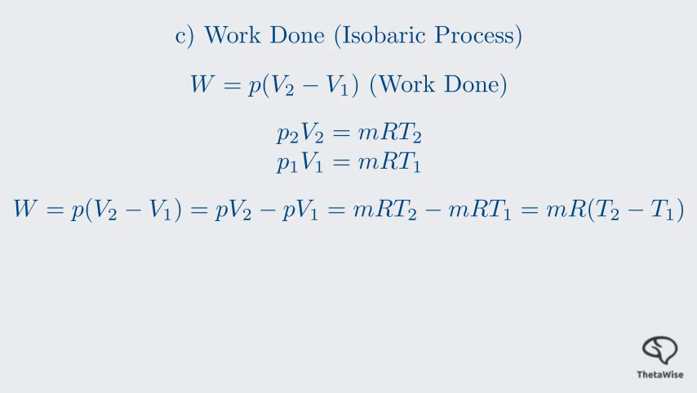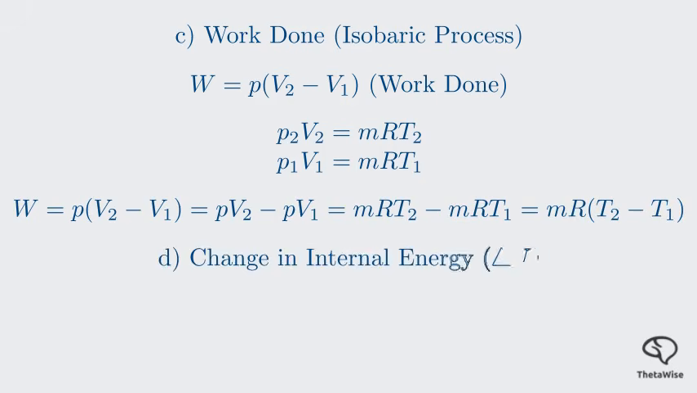Next, the change in internal energy. For any ideal gas process, the change in internal energy, delta U, is given by the formula m times Cv, the specific heat capacity at constant volume, times the change in temperature, delta T.